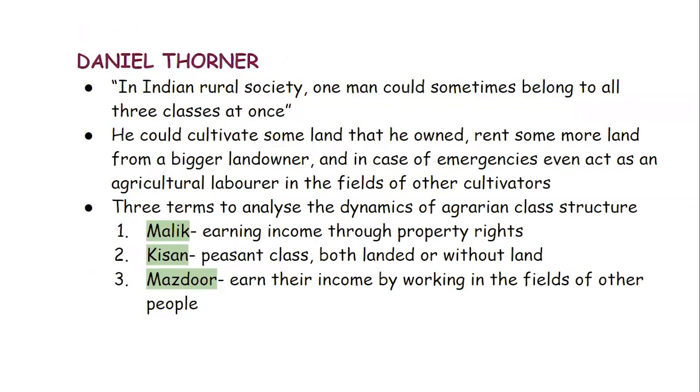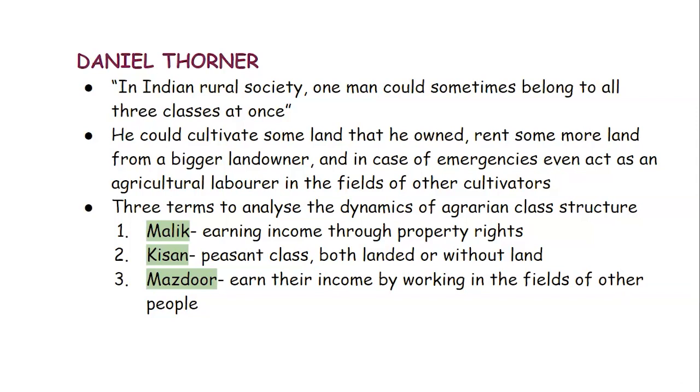Now, our next option, Daniel Thorner. Daniel Thorner believed that in the Indian rural society, one man could sometimes belong to all three classes at once. He elaborated that a man could cultivate some land that he owned, rent some more land from a bigger landowner, and in case of emergencies, even act as an agricultural labor in the fields of other cultivators. So, like this, he can belong to all three classes at once.